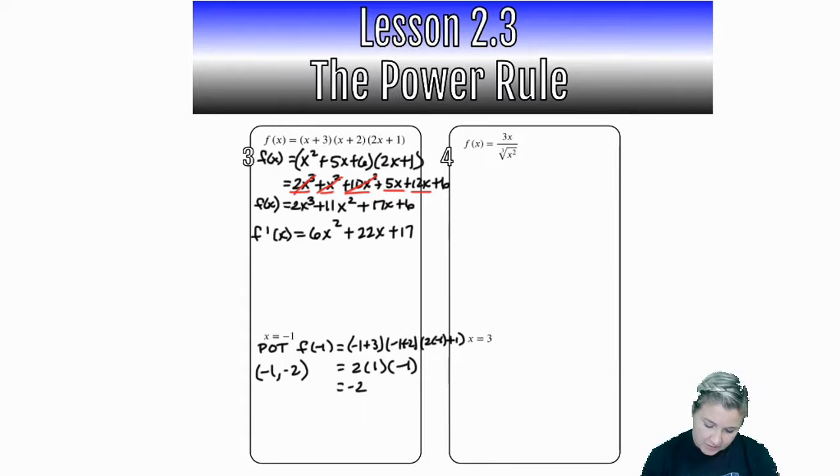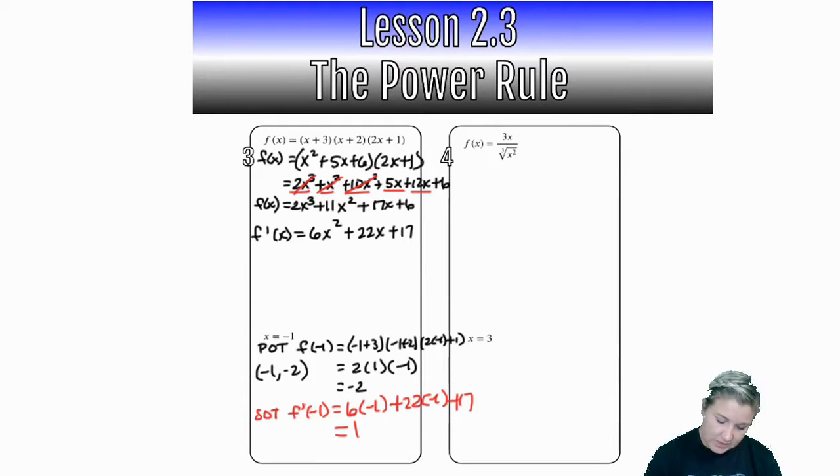Then the slope of tangency is going to be f prime of -1. So I'm going to use my derivative. So it's going to be 6 times -1 plus 22 times -1 plus 17. And that is going to give me a 1. So this is the slope. So this is basically m. So to find the equation, it's going to be y plus 1 is equal to the slope, which is 1, times x.